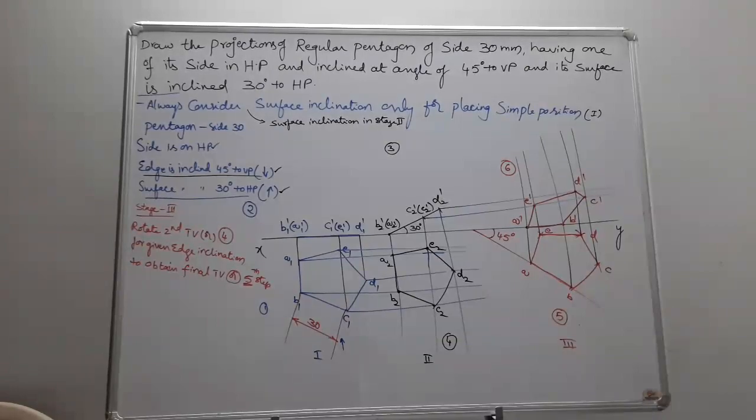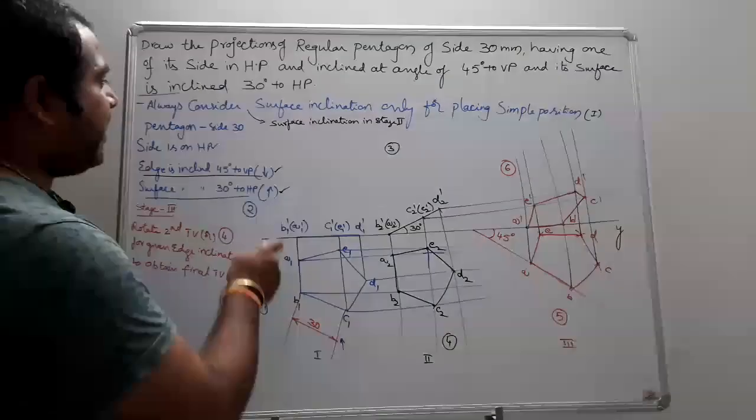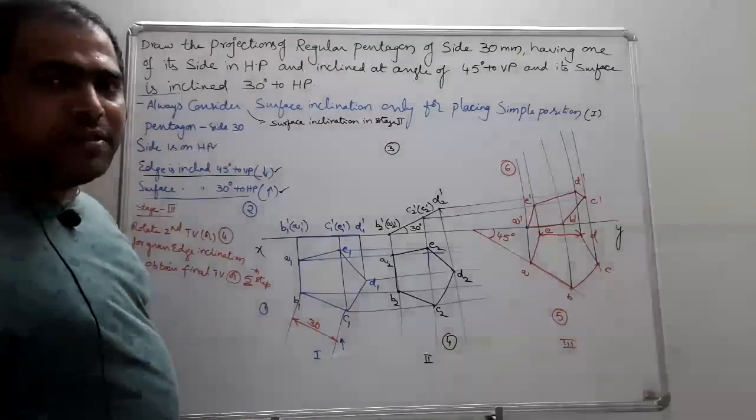So let us repeat it again. Why should we repeat it again? Up to stage 1 and stage 2, we have already completed. Stage 1 and stage 2, we already did in the previous problem also. What is the difference here? We just add stage 3. What is that? The edge inclination plane is added. In the previous problem, with inclination to one reference plane, only the surface inclination was given. In this model, we are going to see the edge inclination also. That edge inclination comes only in stage 3. Stages 1 and 2 are the same as we did in the previous problems. That is stage 1 and stage 2.